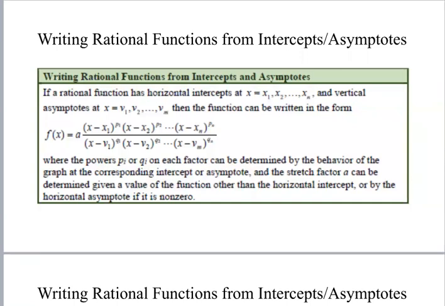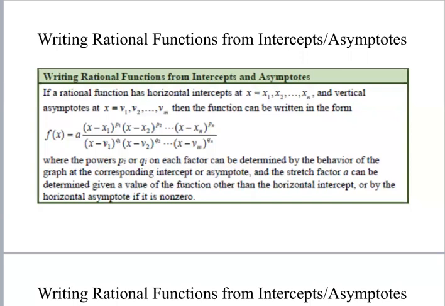Okay. Now, if I keep going, okay, so then what we can do, if we have all of this information, is we can go backwards. If we have the graph, we can figure out what the equation was based on all of the intercepts and the asymptotes. So the horizontal intercepts and the vertical asymptotes tell us what all of the factors are on top and bottom.